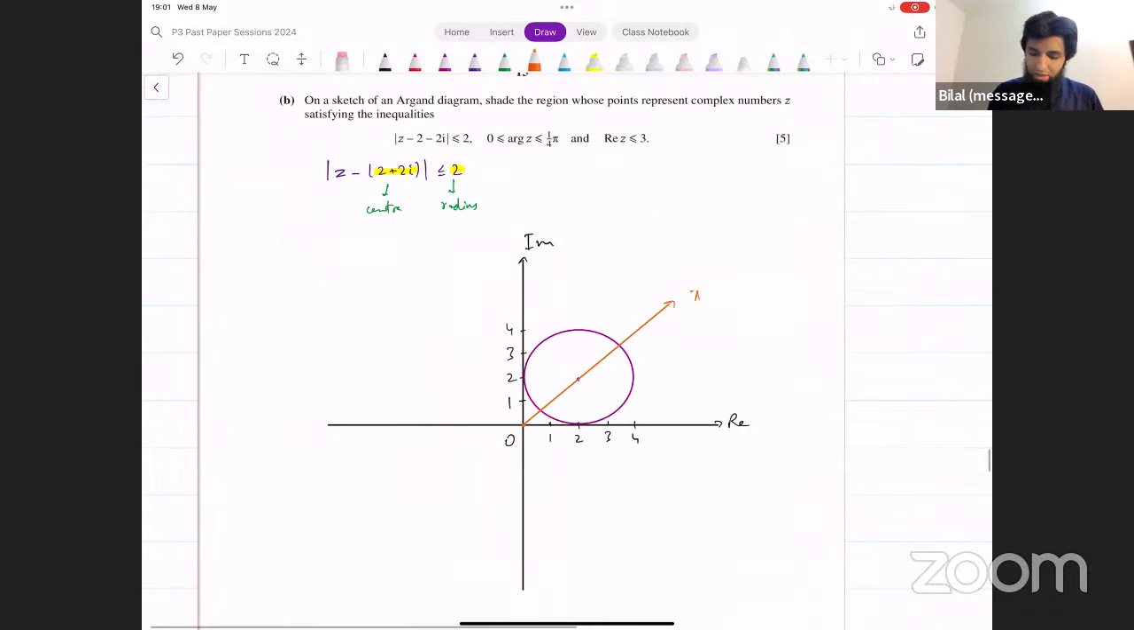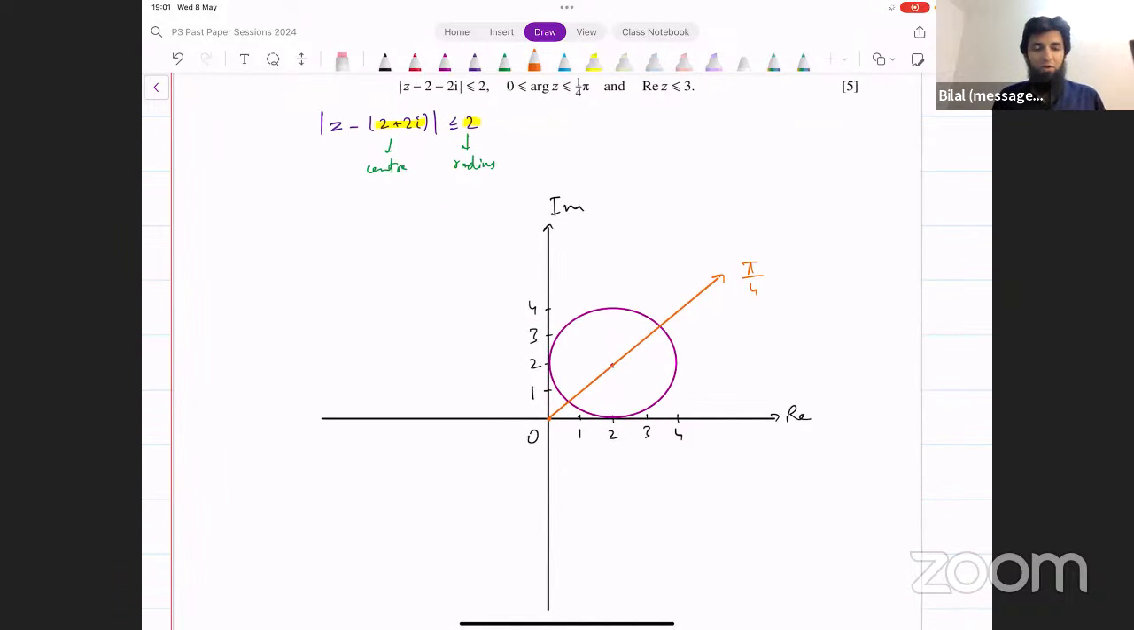Pi over 4 gradient. It has to pass through the center of the circle. Why? The angle is pi over 4, or 45 degrees. What that means is whatever distance you're covering horizontally, it should be the same distance you're covering vertically. So if you're starting from 0, 0, if you go 2 units right, you have to go 2 units up as well. That means you pass through the center of the circle.